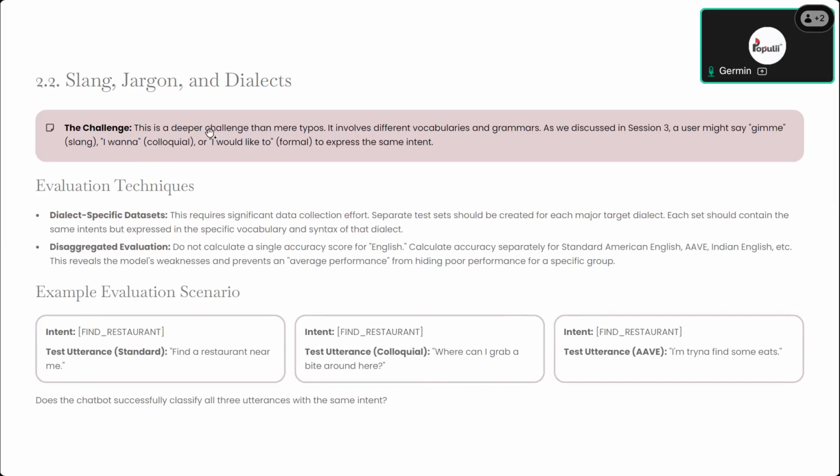And the challenge here, as we discussed back in session 3, is that people can express the same idea in many different ways. For example, a user might say, give me a coffee, and that's slang, or might say, I wanna order a coffee, and that's colloquial English, or might say, I would like to order a coffee, and that's formal English. So all three mean the same thing, but they sound completely different. A strong chatbot must recognize the intent behind the words, not just the words themselves. This is a much deeper test of language understanding. It shows how well the chatbot can handle real human diversity in communication.